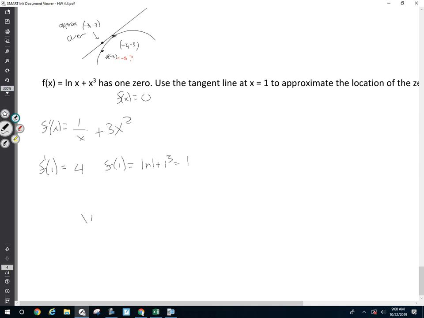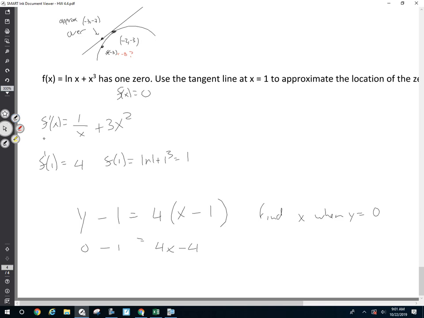Okay, so I got y minus 1 equals 4 times x minus 1. I'm trying to approximate the location of a zero, so I'm trying to find x when y is 0. So I got 0 minus 1 equals 4x minus 4. Add 4. I get 3 equals 4x. X equals 3/4.